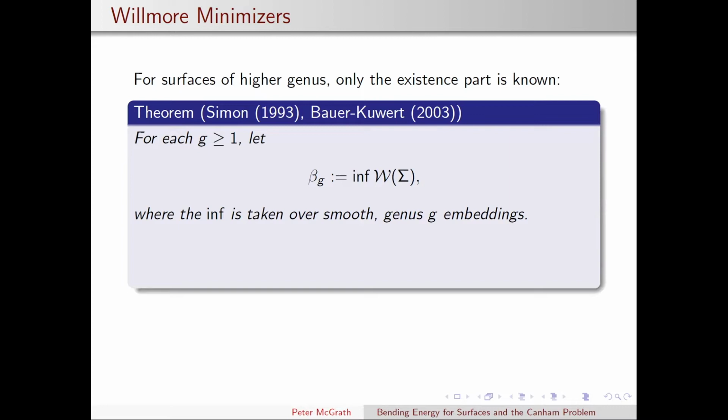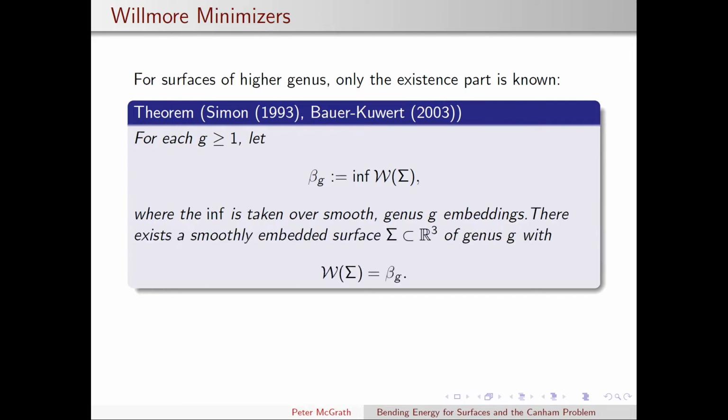So this was more recent work. Leon Simon in 93, and then Bauer-Kuwert basically completed the proof. So if I define a number beta sub g, which is the infimum of the Willmore functional, when I consider all genus g embeddings for some fixed g, I would like there to be a surface which actually attains this infimum. And this is what they proved. So there exists a smooth embedded surface with genus g, which attains this infimum.